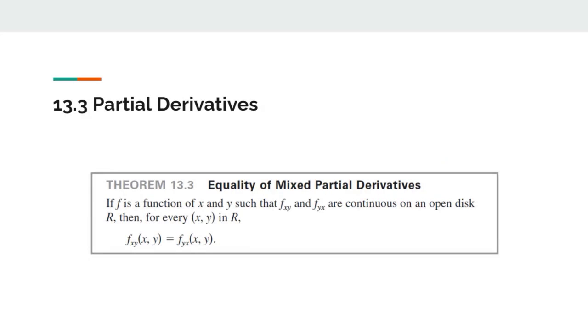The mixed partials are equal if they are continuous. So you can construct an example of a function that has mixed partials not equal. But the only catch would be that f_xy and f_yx are not continuous. So we like smooth derivatives, derivatives that are continuous and we can take derivatives of.